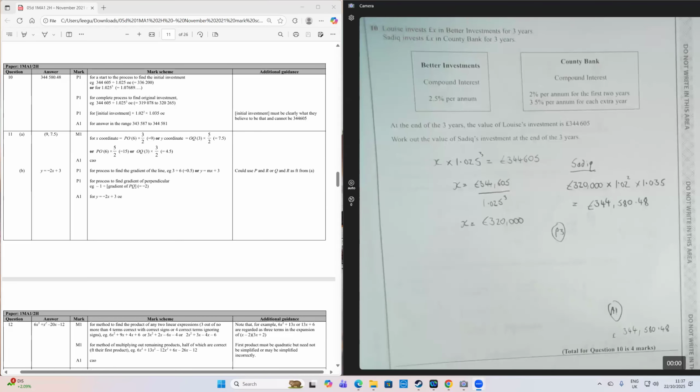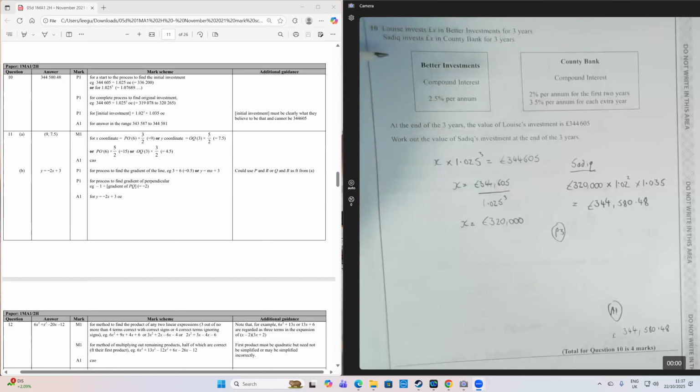Okay, question 10 on this paper. Louise invests x pounds in Better Investments for 3 years. Sadiq invests x pounds in County Bank for 3 years. At the end of 3 years, the value of Louise's investment is 344,605. Work out the value of Sadiq's investment at the end of the 3 years.